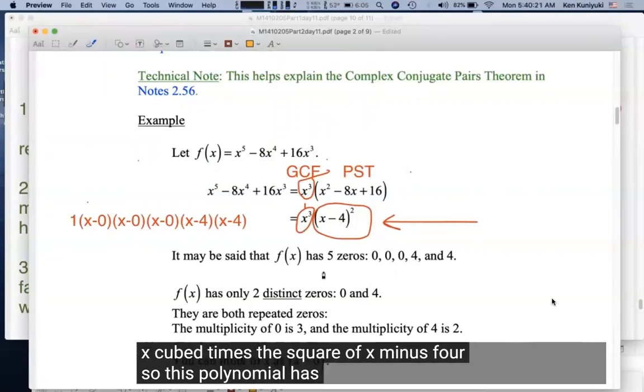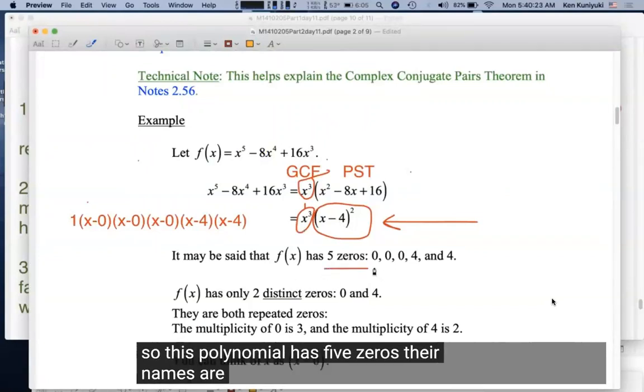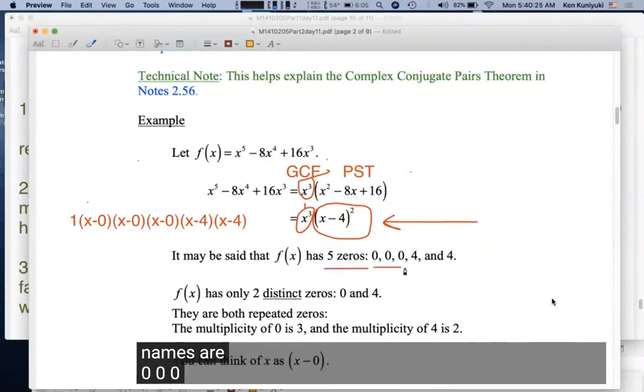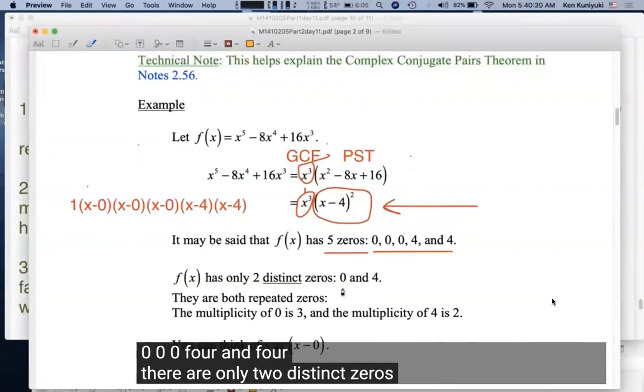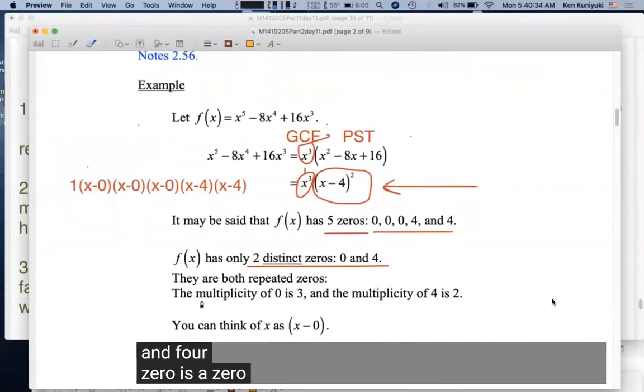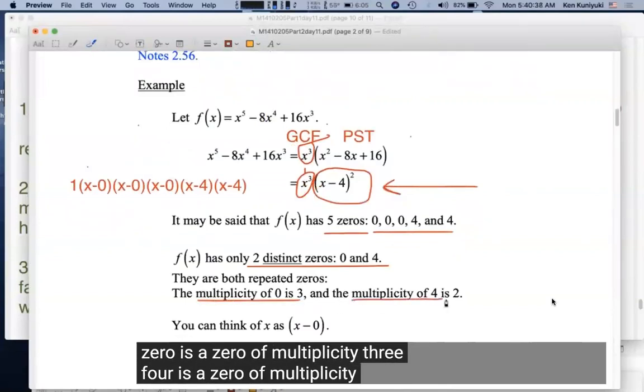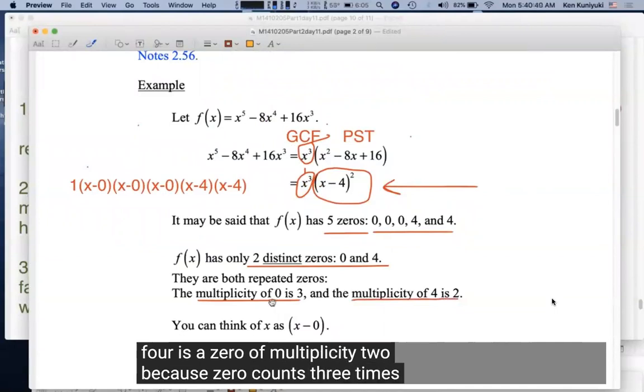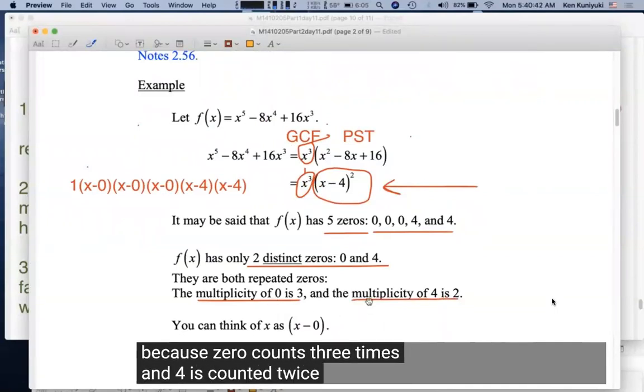So this polynomial has 5 zeros. Their names are 0, 0, 0, 4, and 4. There are only 2 distinct zeros, 0 and 4. 0 is a 0 of multiplicity 3. 4 is a 0 of multiplicity 2, because 0 counts 3 times and 4 is counted twice.